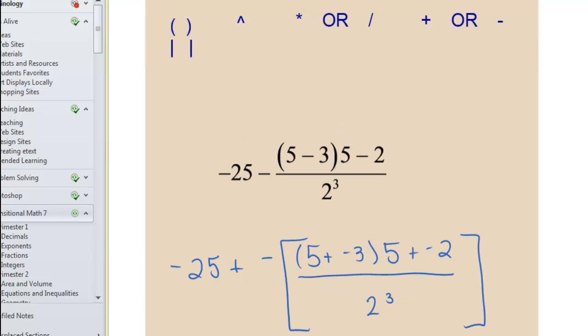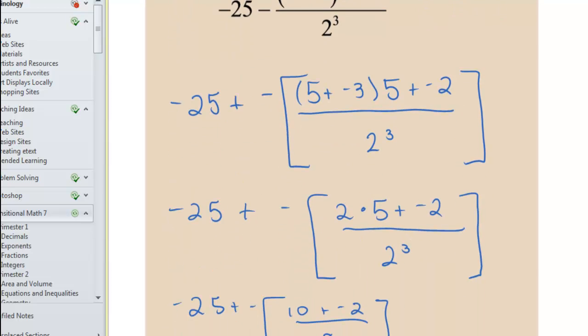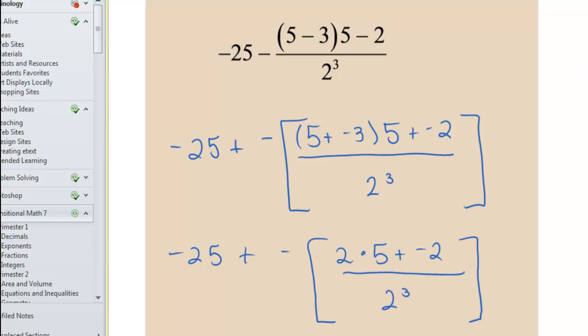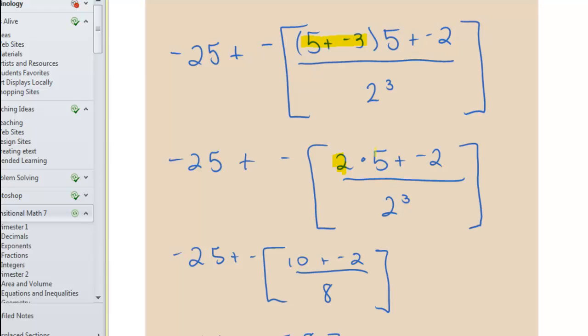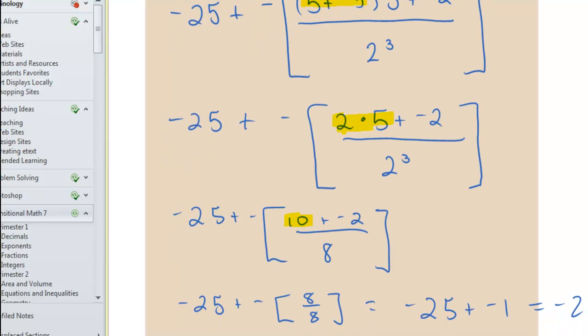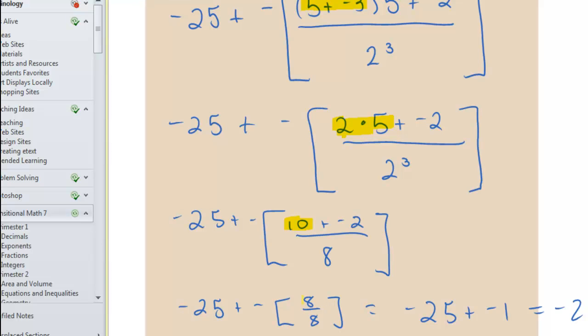Here I've rewritten the problem, changing all subtraction to addition. Next, I'm going to work with my parentheses, since that's the first thing you work with. So I worked with my parentheses, which gave me this 2. Next, I'm going to work with multiplication versus addition. And we have to simplify the numerator before we can divide. So I multiplied.